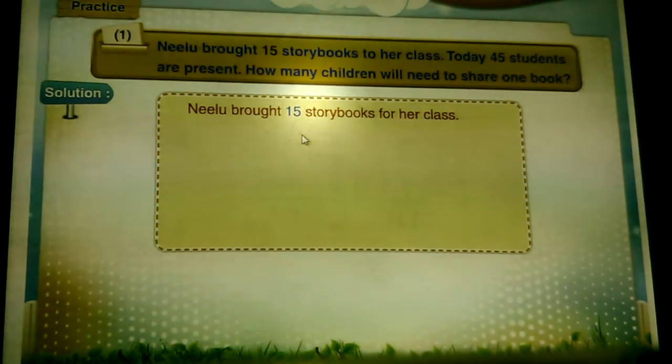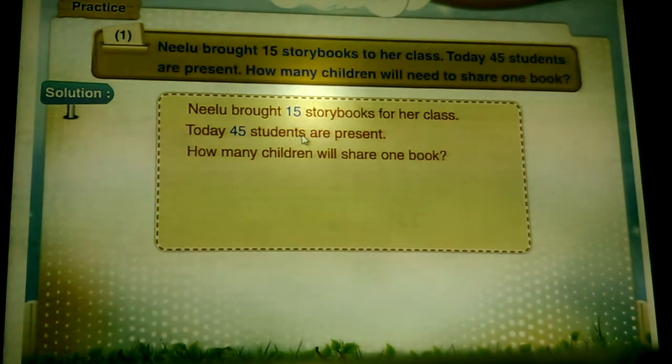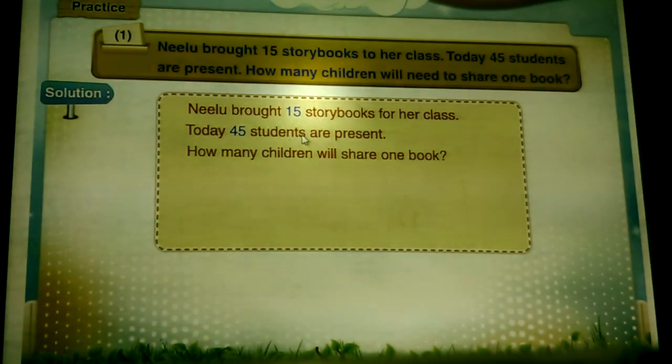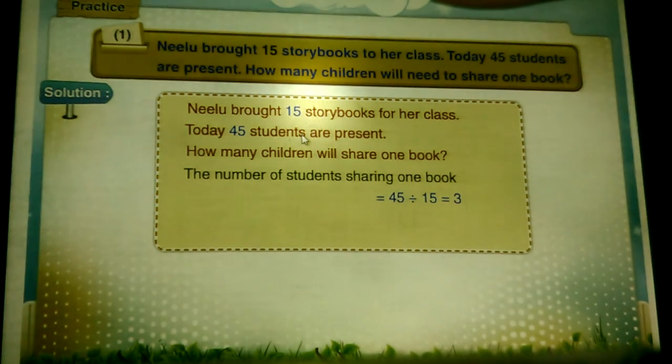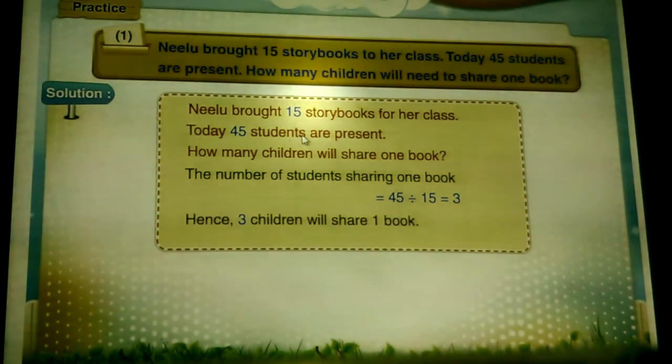Neelu brought 15 storybooks for her class. Today, 45 students are present. So, to find how many children will share one book, we will divide 45 by 15. The number of students sharing one book is equal to 45 divided by 15, that is equal to 3. Hence, 3 children will share one book.